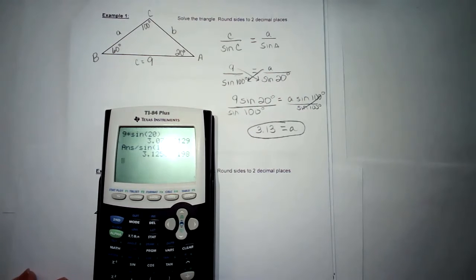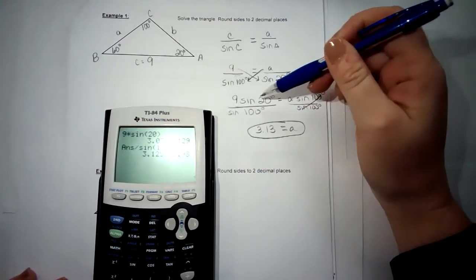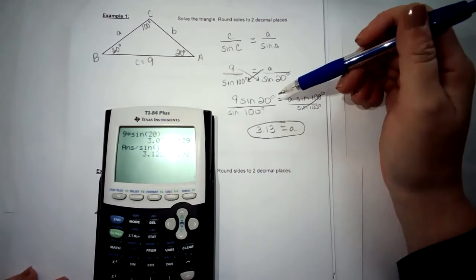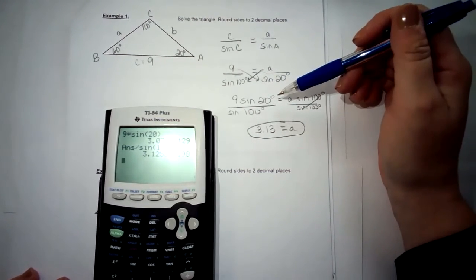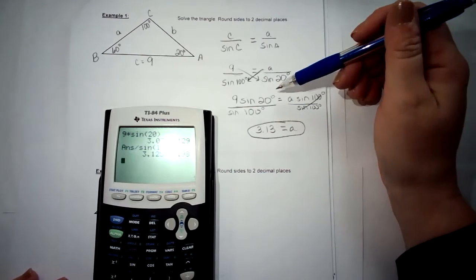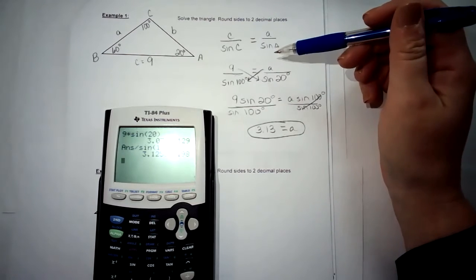Is everybody okay with how I did that? I just cross multiplied. Now, you don't actually have to write this out. Let's think about what I did, because here's the quick and dirty step that's going to save you time. I'm going to cross multiply.